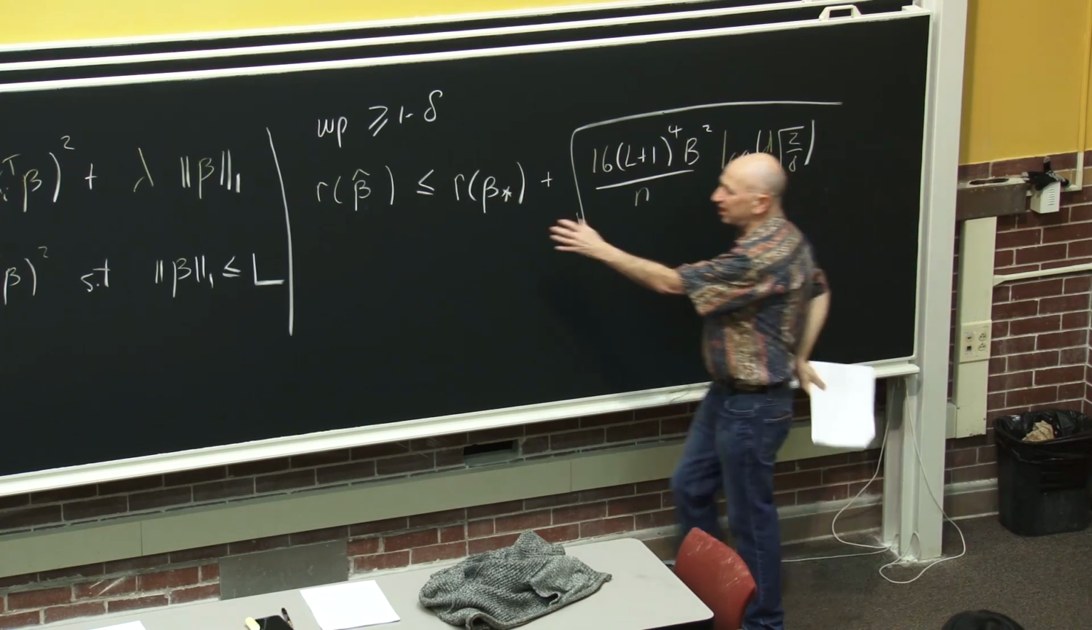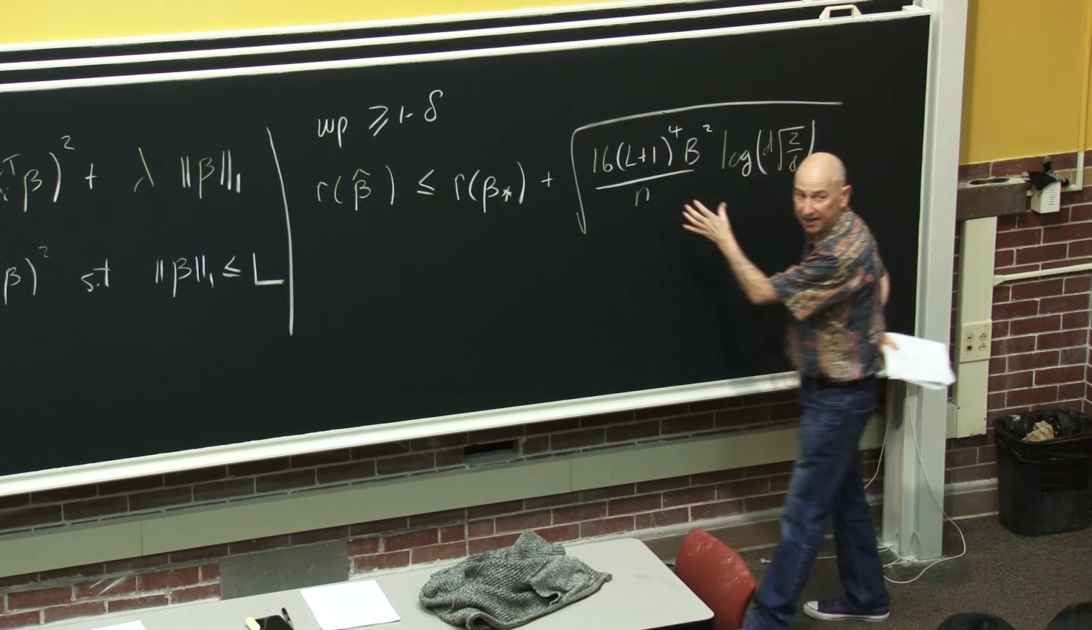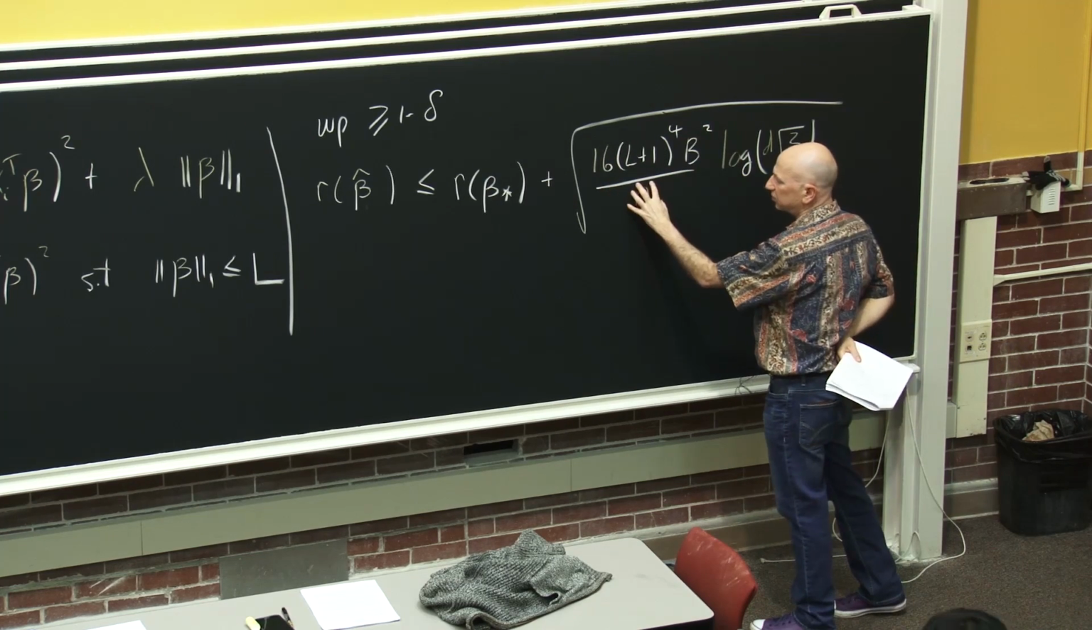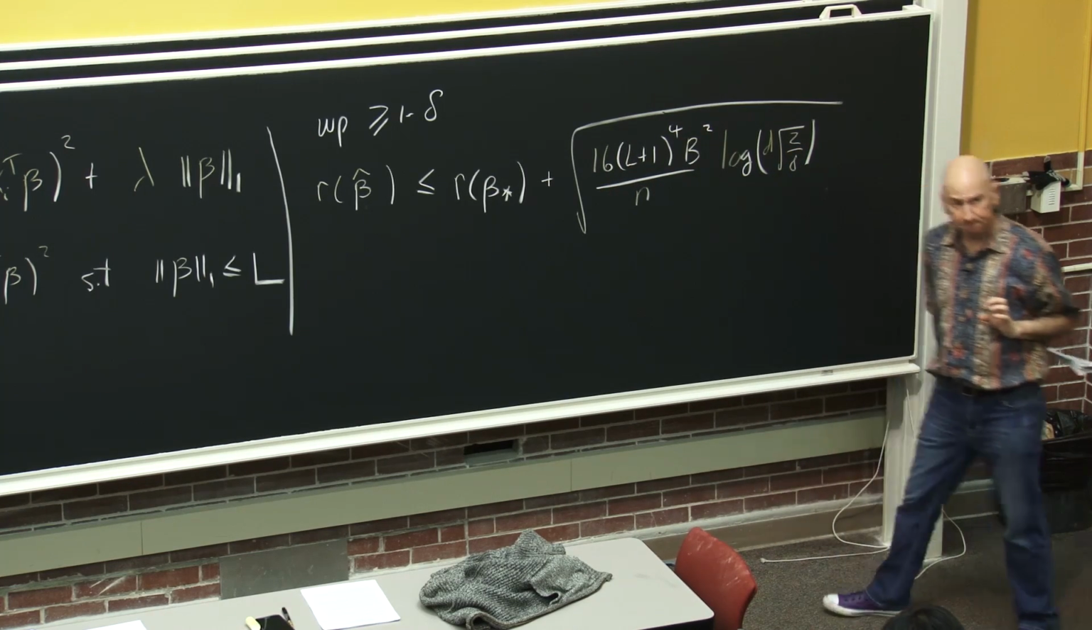So we know it's not going to be as good as this. There's going to be a bit of slack. But how big is the slack? And these are constants, right? So you see it's going down like root n.